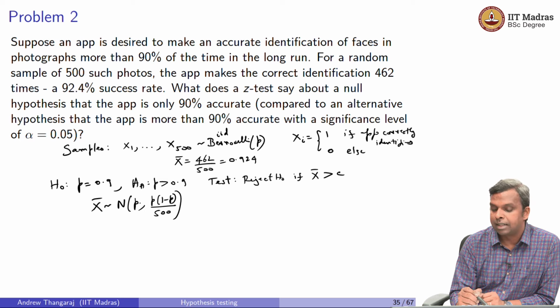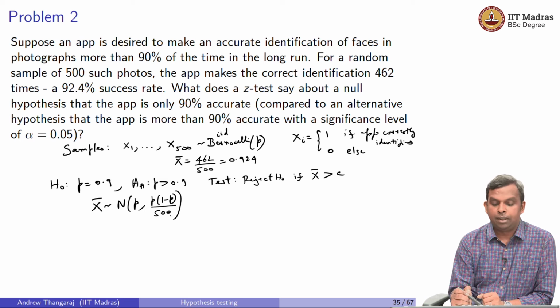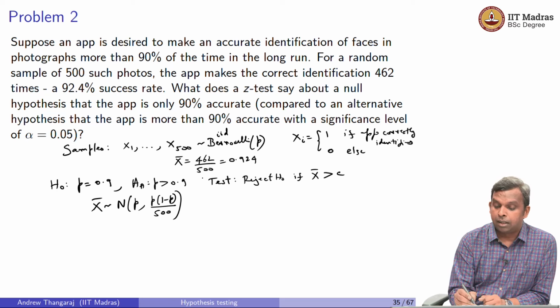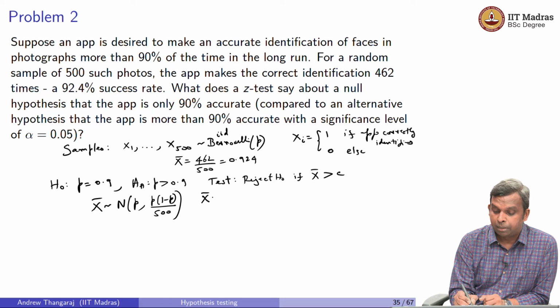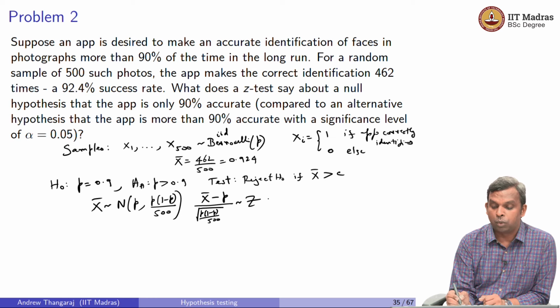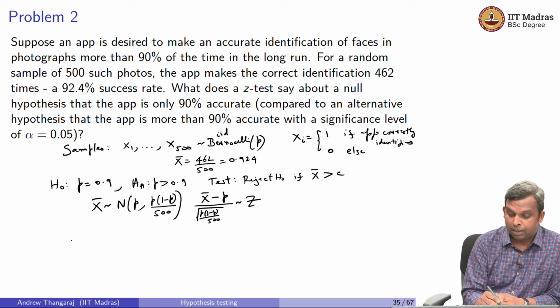Your mean is going to remain the same. Your variance will get divided by 500. So this is x bar. In particular, (x bar minus p) divided by the square root of p times (1 minus p) by 500 is going to be my standard normal.